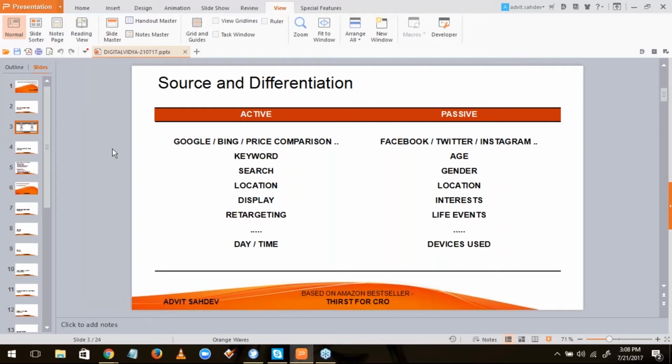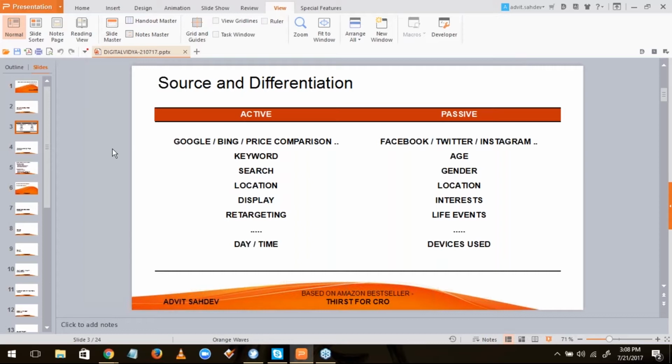Passive sources, as I mentioned, are sources where we have students who are not actively looking out but fall in the target group, right? Fall in the prospects. So where to target them? We can target them on Facebook, Twitter, Instagram, social media. We can target them by age, by gender, by location, by interests, by life events. Right? Somebody has just completed a graduation. Somebody has just taken a particular course or so on.